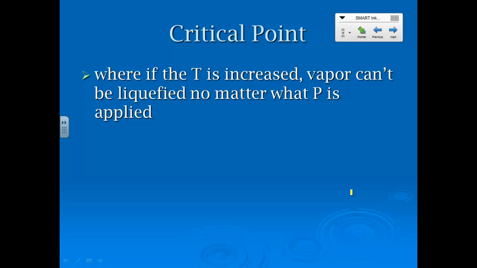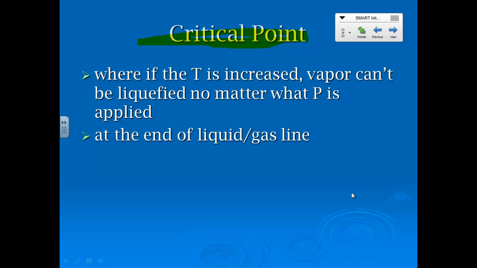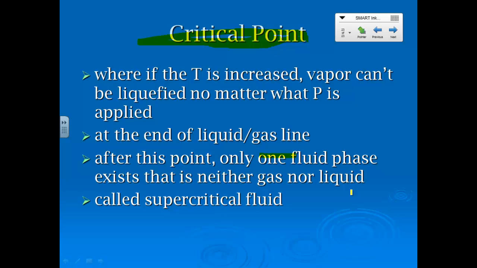And then the critical point, I know I mentioned before: if the temperature is increased, the vapor can't be liquefied no matter what pressure is applied. So this is really just an extreme high temperature and high pressure situation where we can manipulate things. It's at the end of the liquid-gas line. Only one fluid phase exists that's really neither a gas nor a liquid. It's what we refer to as a supercritical fluid. I'm not going to go into much more detail than that right now because we don't necessarily need to understand it. Just know that it's past the critical point and it's neither a gas nor a liquid.